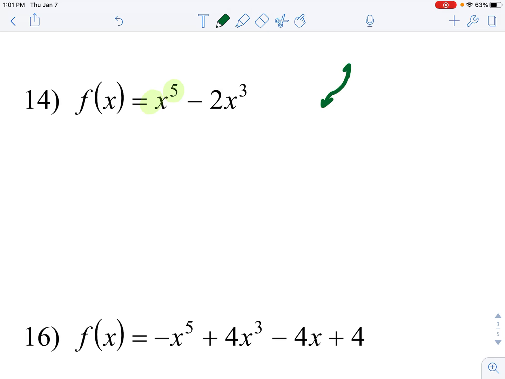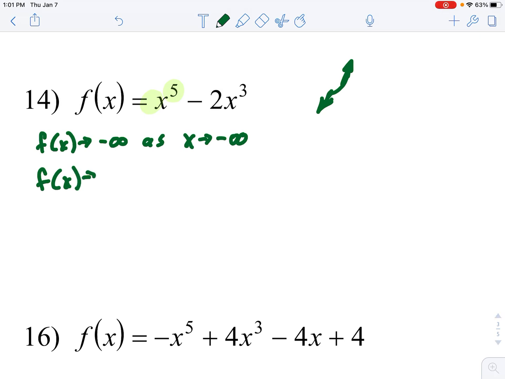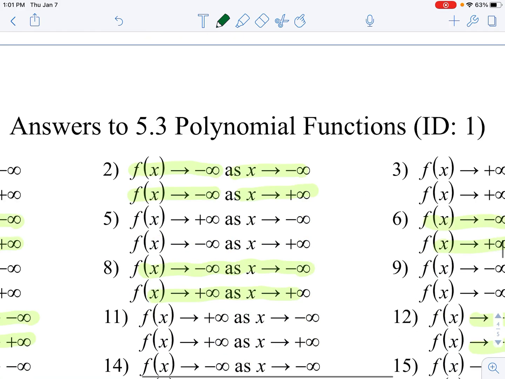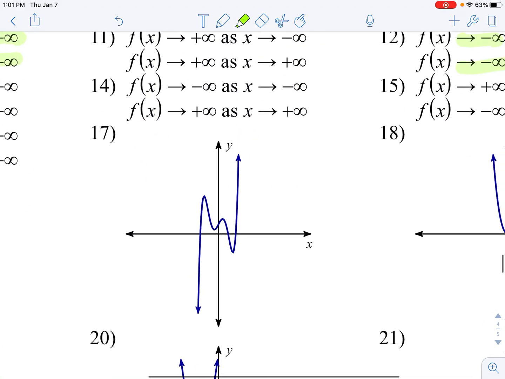Okay, anyway. So where do these arrows go? The left arrow goes down, the right arrow goes up. So left arrow goes down. F of x goes down, negative infinity, as x goes left, negative infinity. And then f of x goes, the arrow means goes, up, positive infinity, as x goes to the right, positive infinity. So down, left, up, right for number 14. Down, left, up, right. That is it.